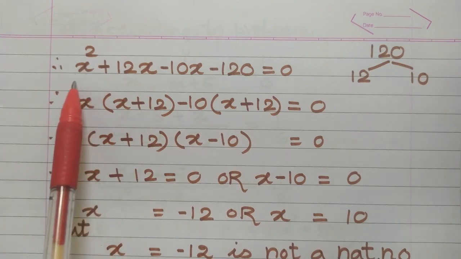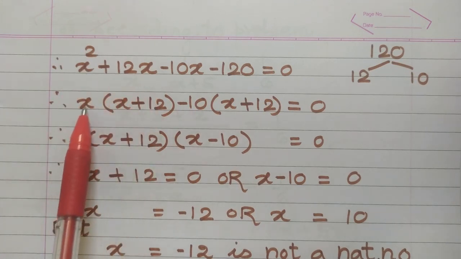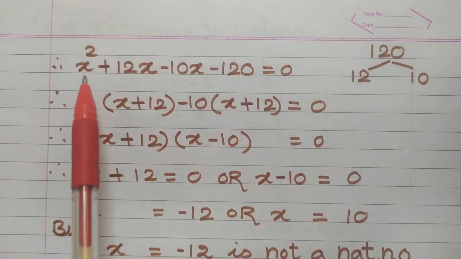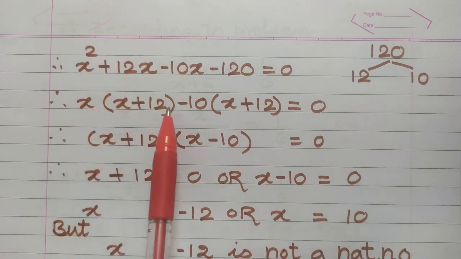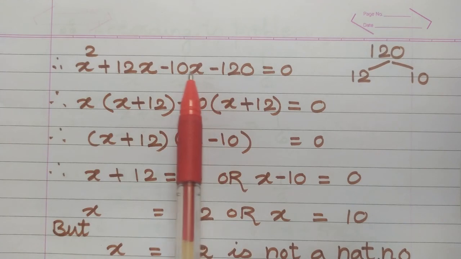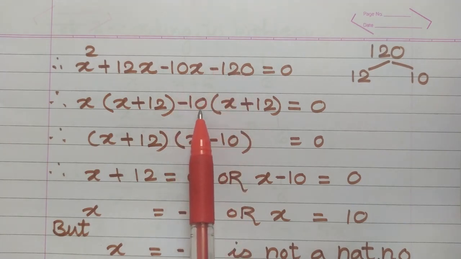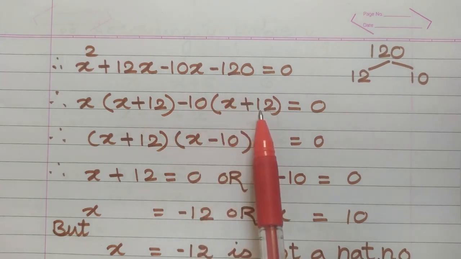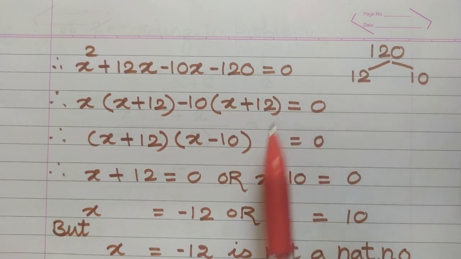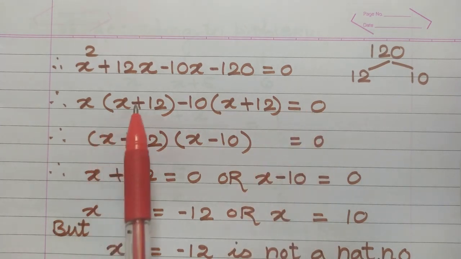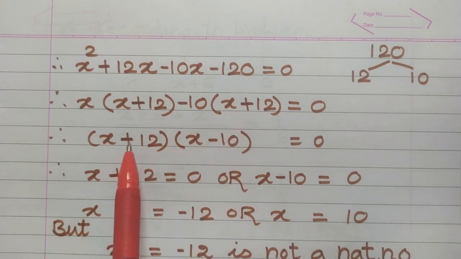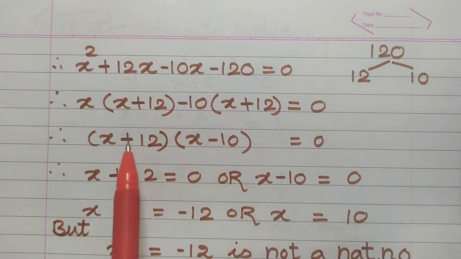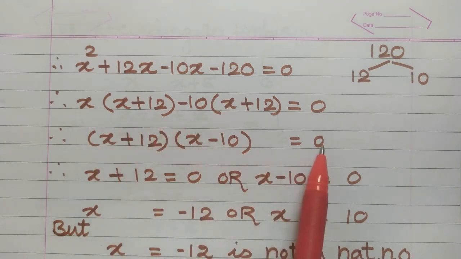What is common in these two terms? So x will be common in these two terms. Taking x common, you have x plus 12 here. In these two terms, minus 10 will be a common factor. So taking minus 10 common, again you have x plus 12 is equal to 0. Now x plus 12 is common, taking x plus 12 as the common bracket, the next bracket will be x minus 10. So x plus 12 into x minus 10 is equal to 0.